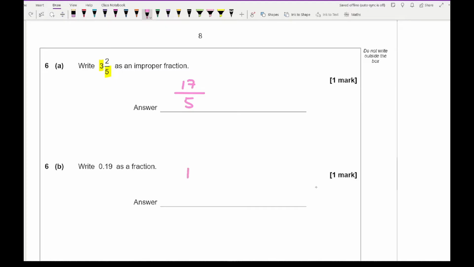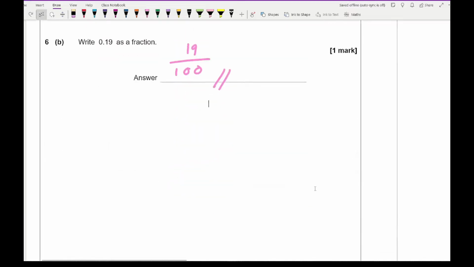So I've got 19, and then I've got two numbers after the decimal point, so that means 2 zeros, so that's going to be 19 over 100, which I can't simplify. So that there is my final answer.